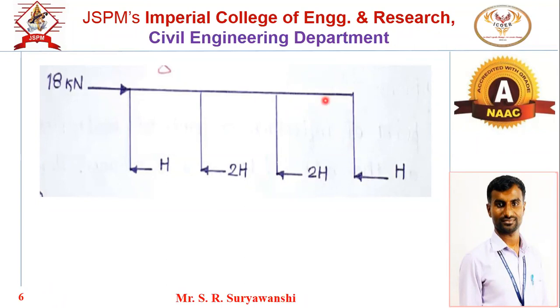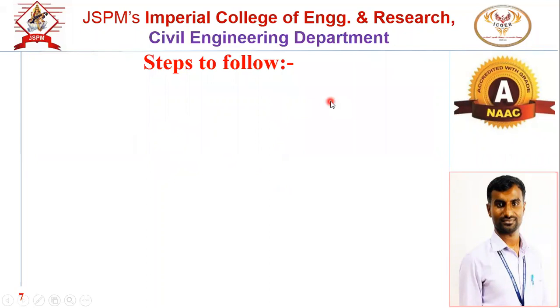Before that, we have to take the section at mid height of the column. स्टोरीच्या मिड हाईटला सेक्शन घ्यायचं आहे, and we have to apply the third assumption. Horizontal shear of interior column will be twice that of the exterior one. That's it. So this is the fundamentals of the portal method. Okay, and steps to follow. So what are the steps you have to follow?